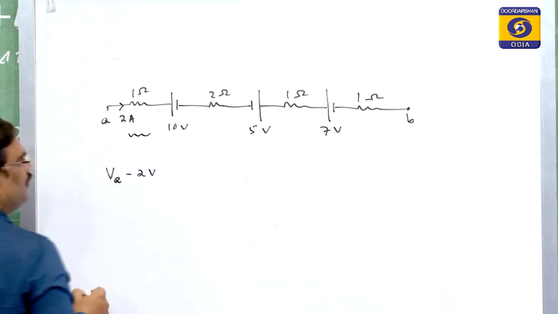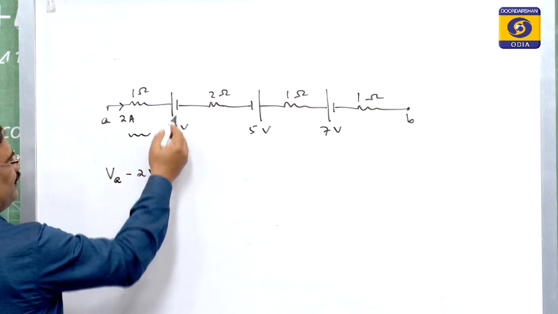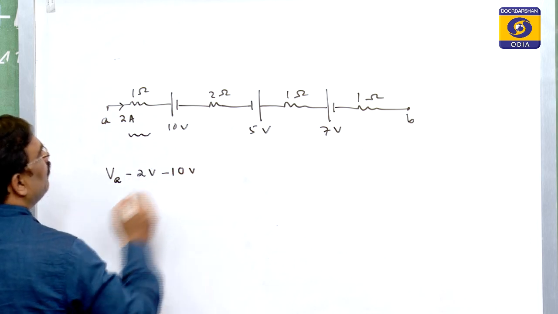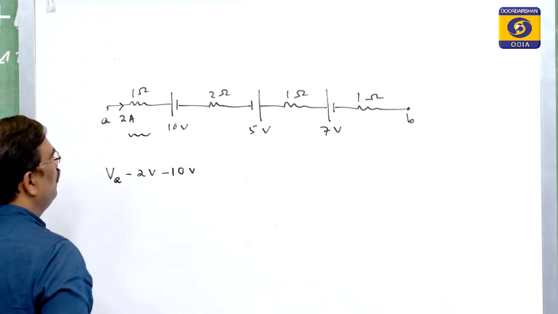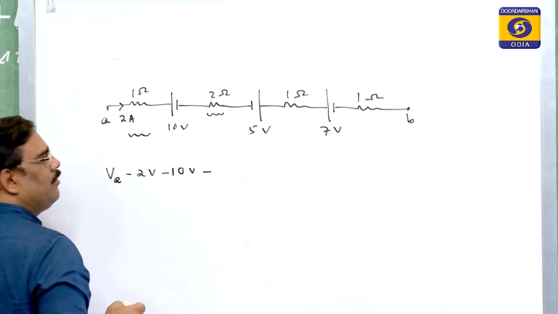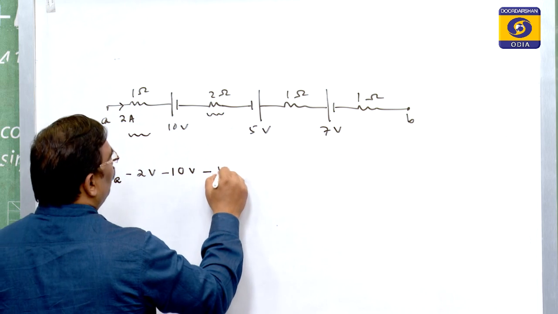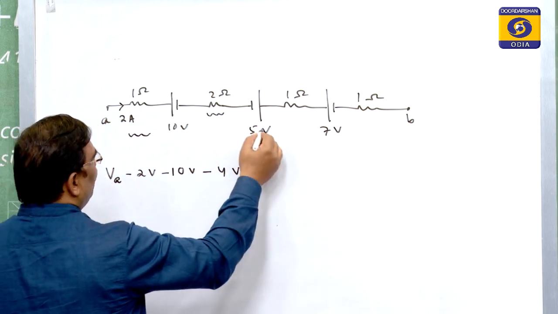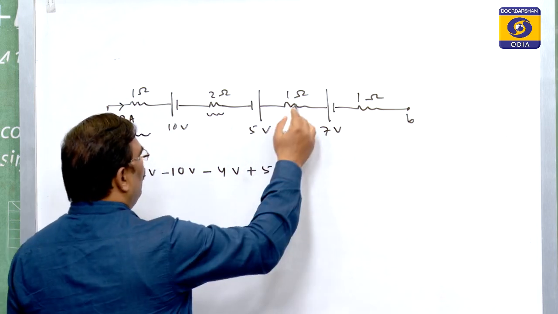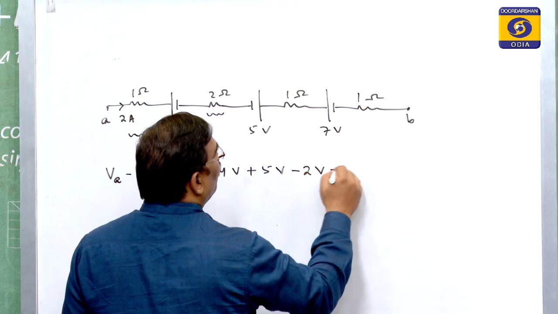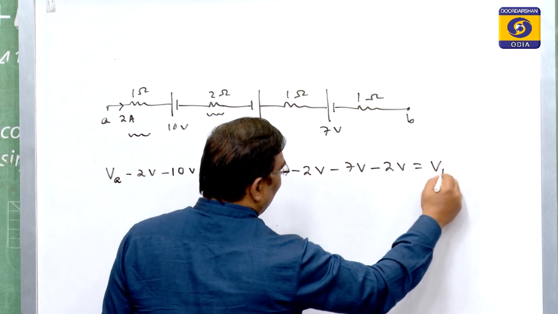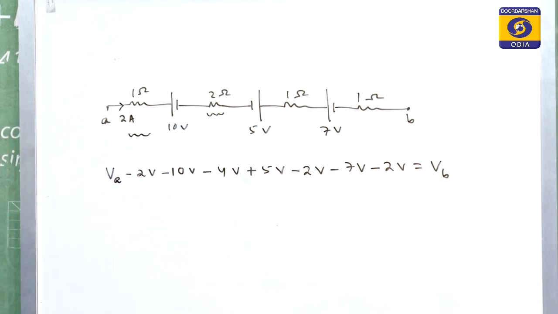When I proceed further, I see that a battery is connected reversely, so it will drop my potential again, minus 10 volt. Now, proceeding further, this resistor will drop my potential again, 4 volt, and this battery supports me, gives me potential plus 5 volt, and this is minus 2 volt, minus 7 volt, minus again 2 volt, and finally, I arrive at B.